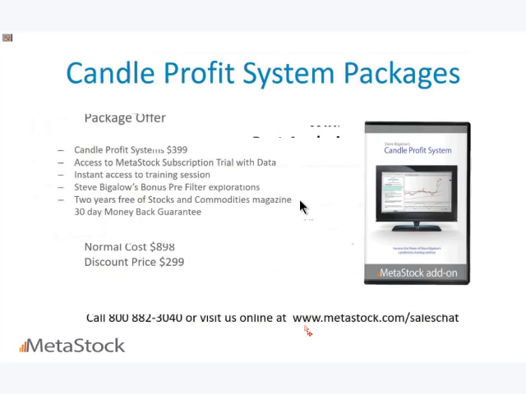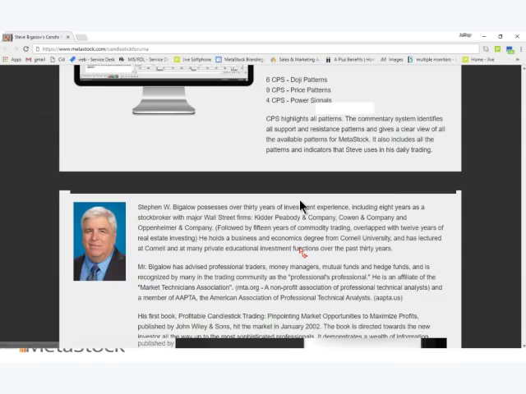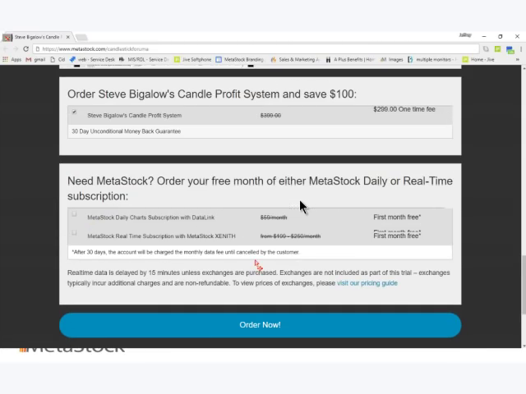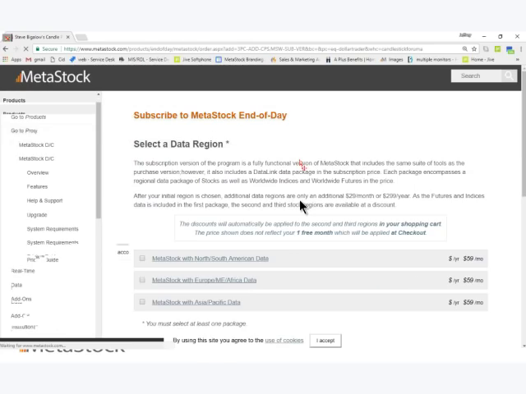Yoga says, do we pay $59 after the first month? Yes, you do. Brian, the data is included at that $59 price. If we go in here and select the MetaStock daily charts with data link, on the very next screen it's going to ask you which region you want. You could say I want North America and South America.